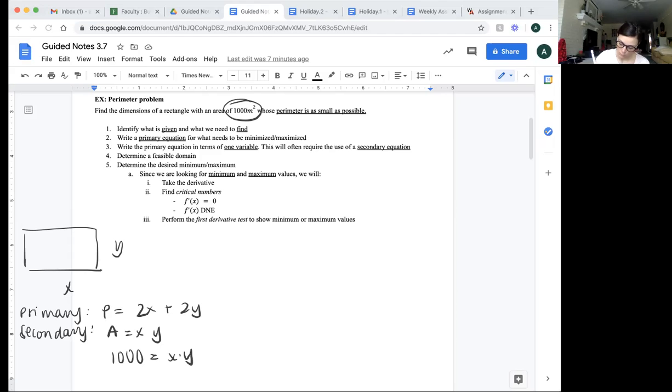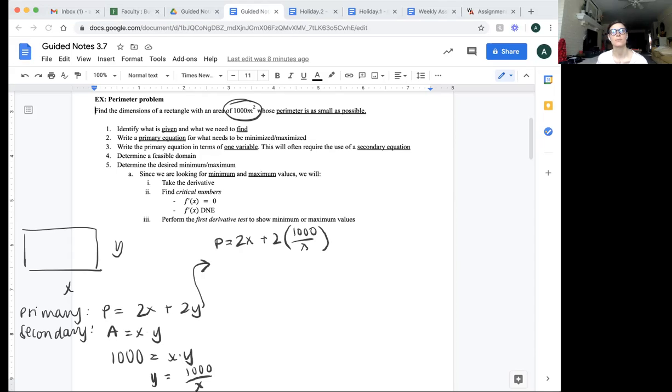So I'm going to set y equal to, well, y is going to be equal to 1,000 divided by x, as I can determine from my secondary equation. And now my primary equation, I can rewrite as p equals 2x plus 2 times y, which is 1,000 over x. Okay, so now I have written my primary equation in terms of one variable using my secondary equation, and that is step 3. Step 4 is determine the feasible domain.